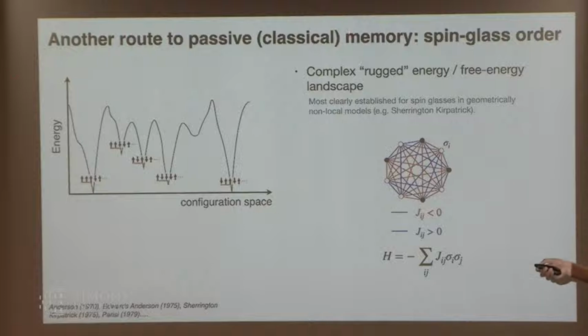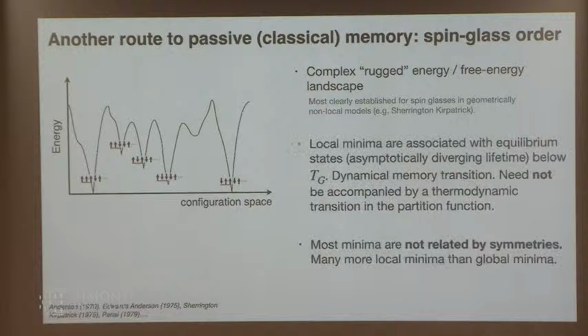But the fact that you can have this type of landscape with stable minima at finite energy densities surrounded by barriers is most clearly established for spin glasses in geometrically non-local or very high-dimensional models. An example is the so-called Sherrington-Kirkpatrick model, which is an all-to-all Ising model with frustrated Ising interactions of either sign. And the point is that when I have this type of complex free energy landscape, I have many, many different local minima.